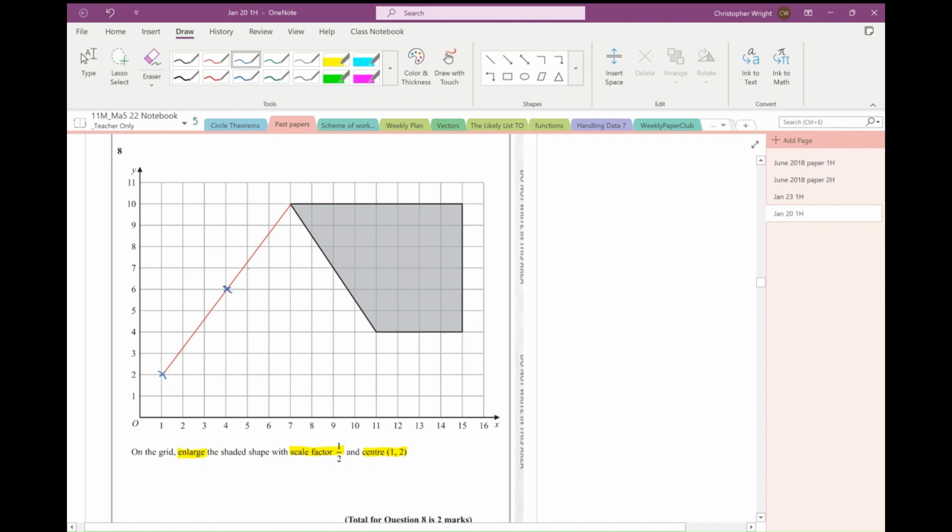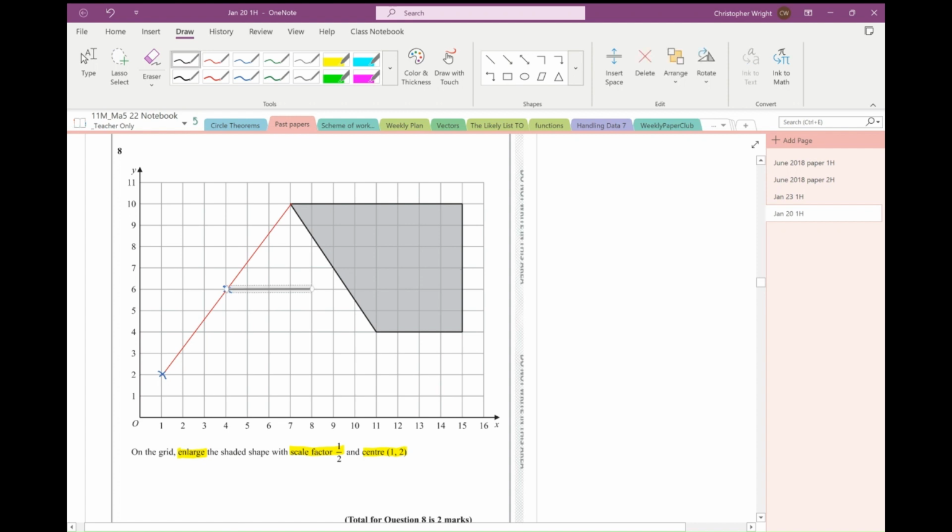So this point is going to come to there. Now I can probably work out the other points from there, because if it's a scale factor of 1/2, it's no longer going to be 8, the width of that shape. It's only going to be 4. So it's going to come from here and be 4.